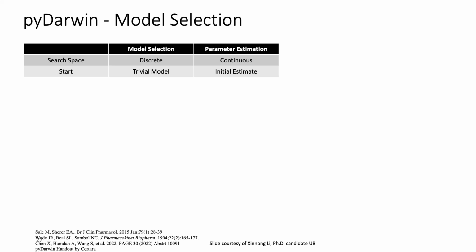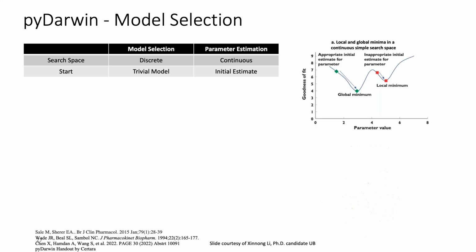So pyDarwin, again, to recapitulate our principles with respect to model selection. If you consider model selection, the search space is discrete. You start with a trivial model and search across that space. In contrast to parameter estimation, where we have a continuous function, we start with an initial estimate and make assumptions about the directionality of a solution or the relative probability of a solution, for example. And so that's pictured here in the top right panel.